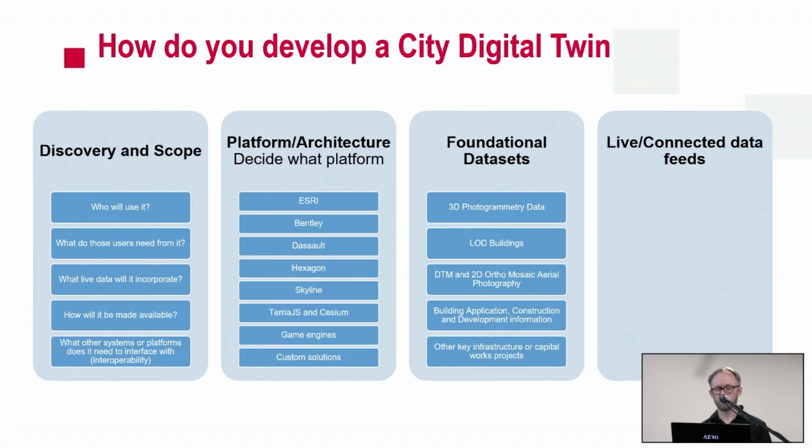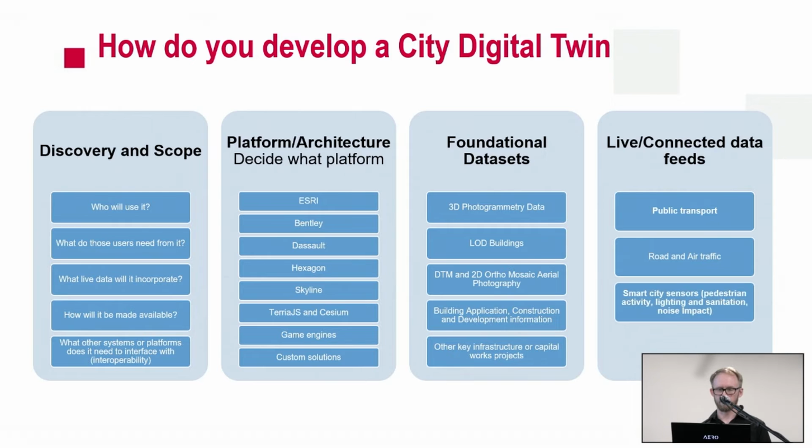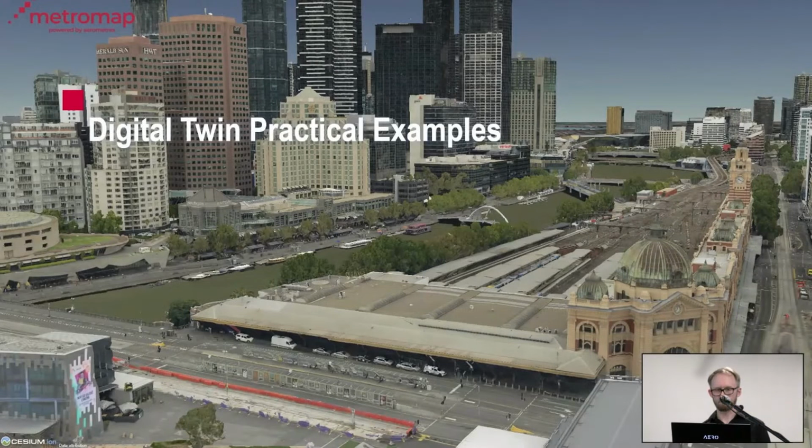And then finally, the other piece of digital twins is, again, this live connected feed of data. So, bringing in public transport, road and air traffic, smart city sensors, so pedestrian activity, lighting, sanitation, noise impacts can all be woven in and be part of the decision-making process. And utility information, water, electricity, gas and waste. A lot of these things have sensors built into them now, and that's part of the picture of operation of these locations, giving people a dashboard or a way to visualise what's happening with those different systems at any given time helps us make better decisions about the running of them.